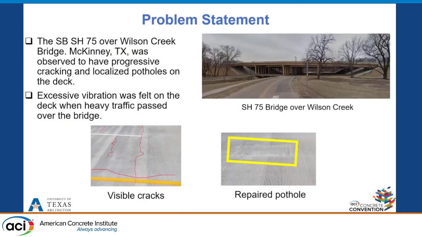So here's our problem statement. You have this bridge over Wilson Creek in McKinney, Texas, observed to have progressive cracking and localized potholes on the deck. Excessive vibration was felt on the deck when heavy traffic passed over the bridge.